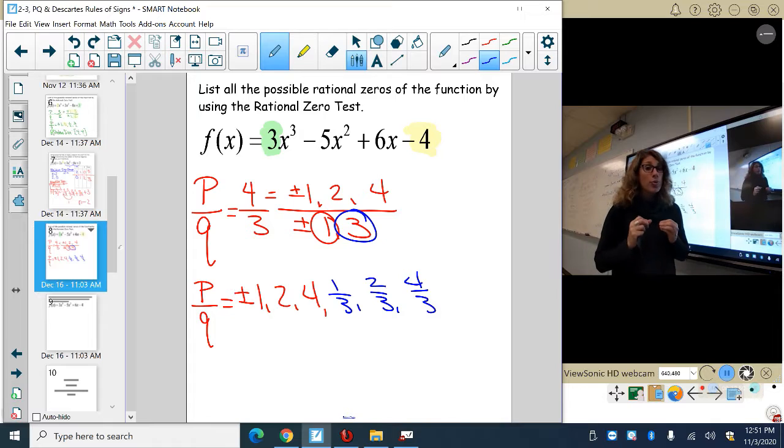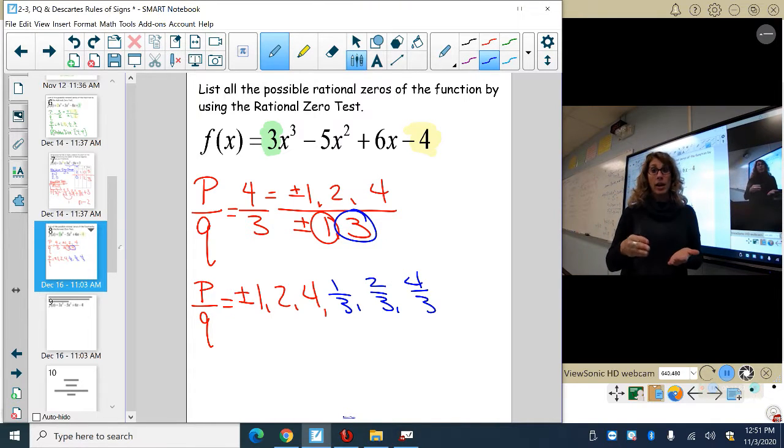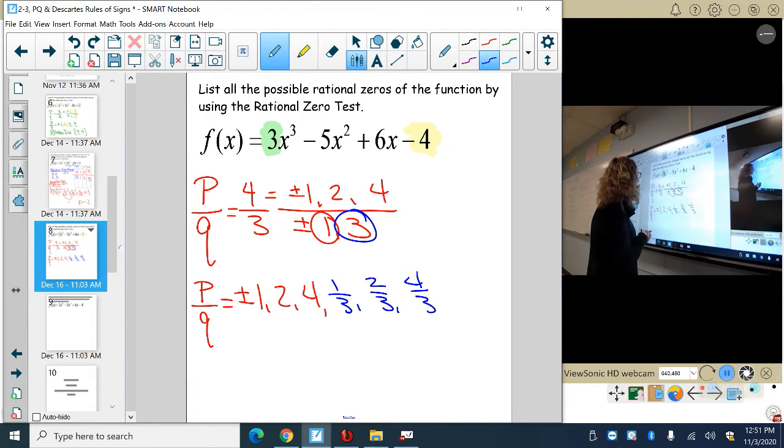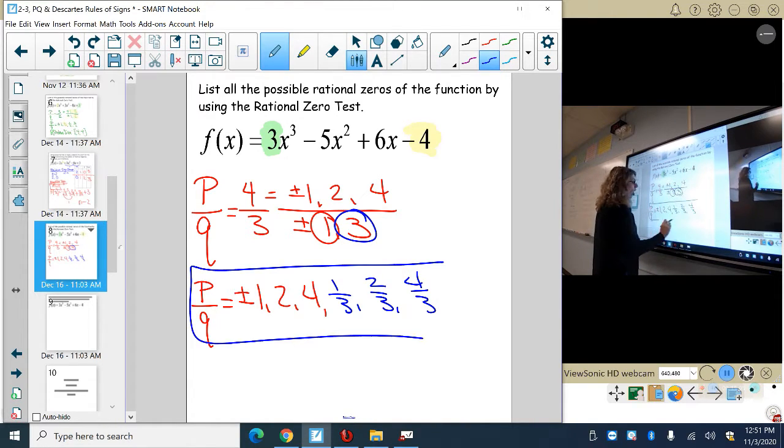I do not have to repeat them if they come up again. I do have to reduce them. So if I have 8 divided by 4, that is 2. I don't have to write 8 divided by 4 because I already have 2 in my list. Okay? This is all your possible rational roots.